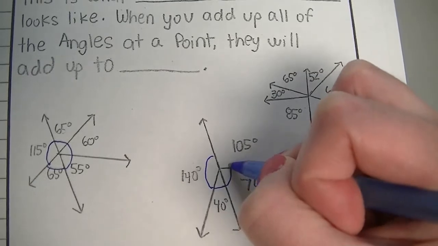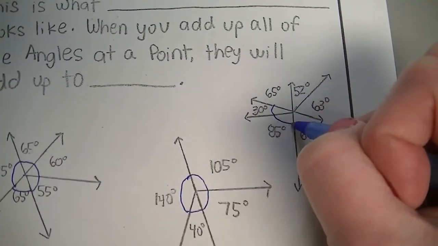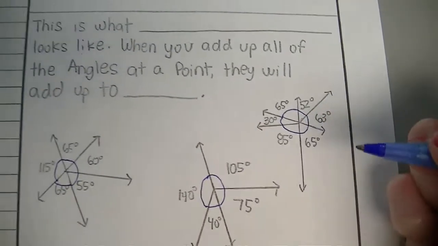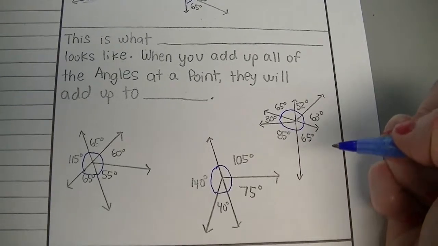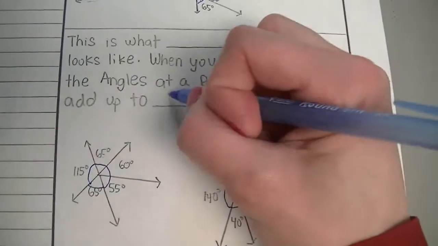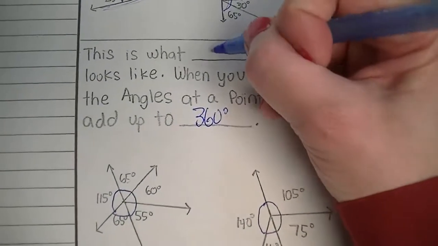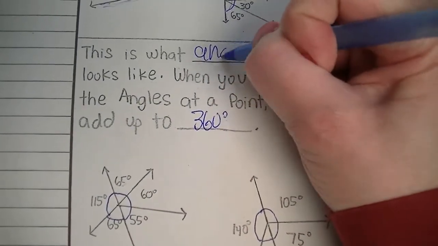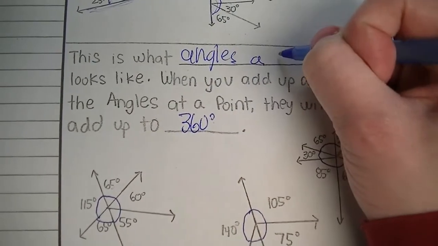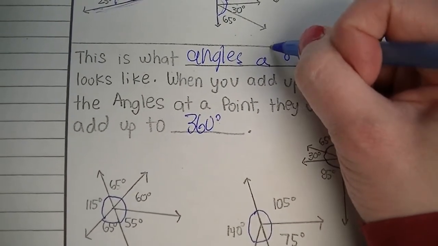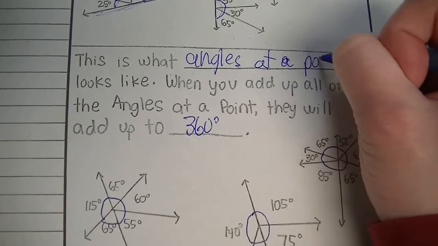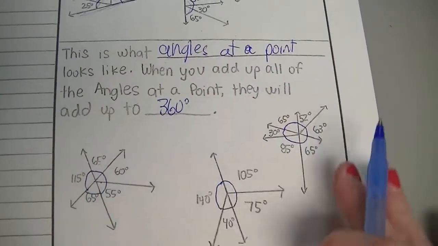Look at the arcs. When I connect all their arcs, what shape do you see? It's a circle, okay? And how many degrees are in a circle? 360 degrees. So these angles right here are called angles at a point, because they all meet at a point. Okay, they all meet at that vertex, okay?